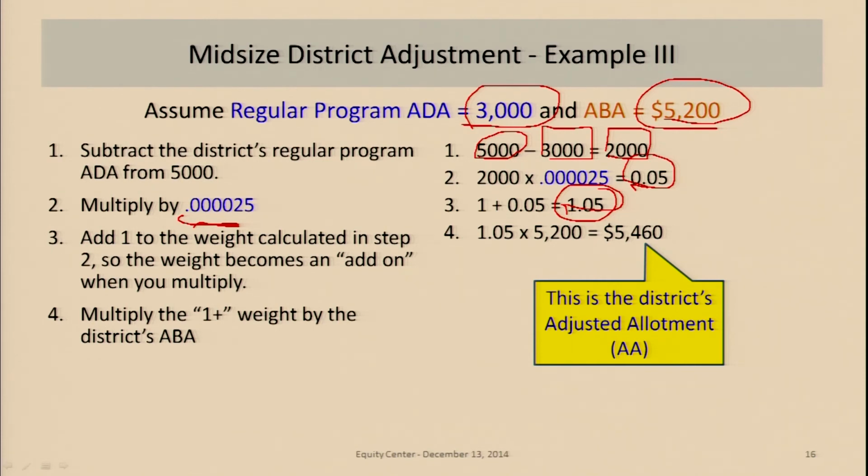And since there's less diseconomy of scale in a mid-sized district than there is in a small district, it's appropriate that that multiplier would be smaller. So you multiply that multiplier by the adjusted basic allotment, and this is the adjusted allotment for this particular mid-sized district.